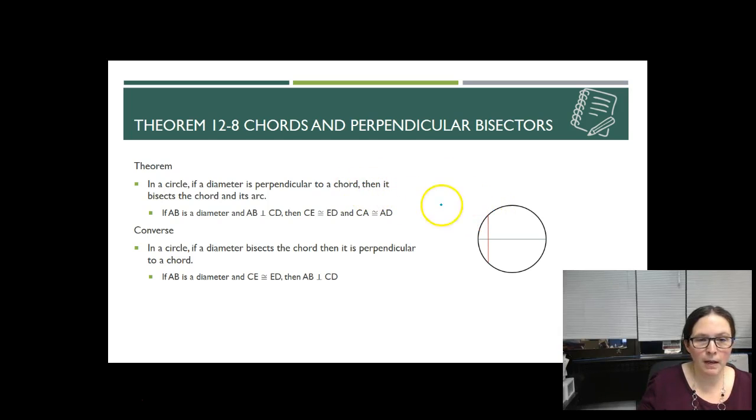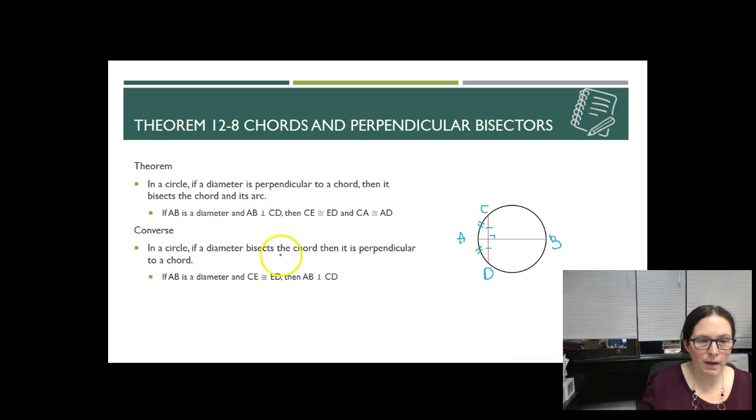So the first one says that if you have a diameter and it's perpendicular to a chord, which would mean here, if you notice, that would make it at a right angle, right there. I will go ahead and call this one AB and CD. So if you have a diameter that's perpendicular to a chord, then it bisects this chord, which means that those two halves are equal, and it also would bisect the arc length that's there. So it bisects both the chord itself and the arc length.